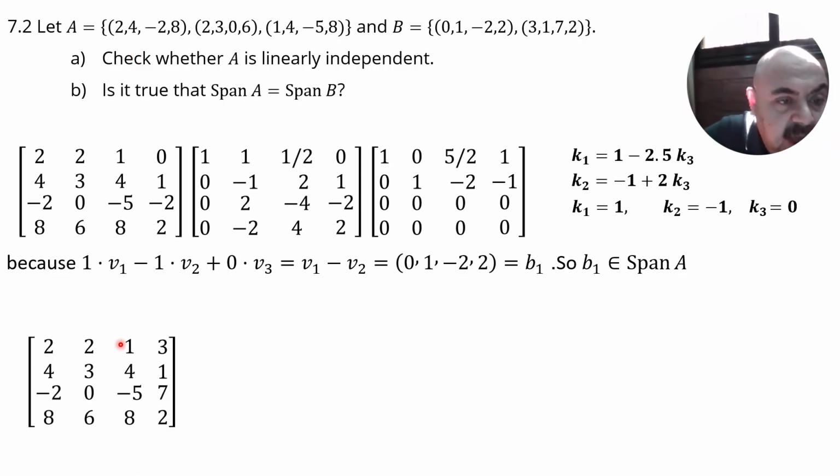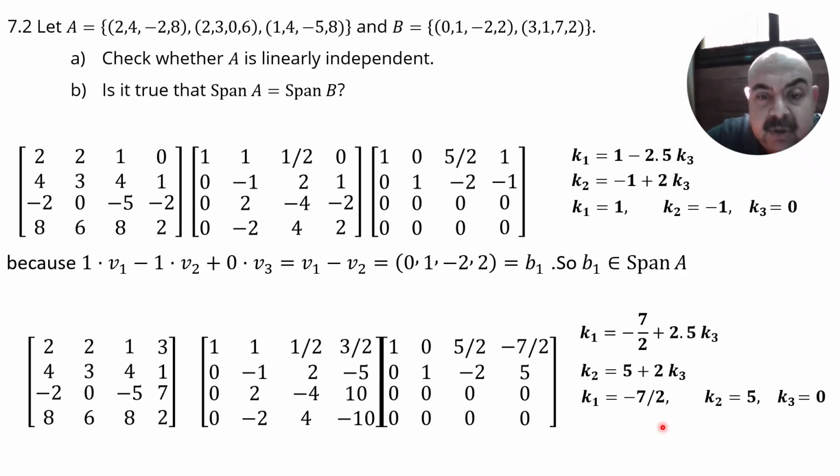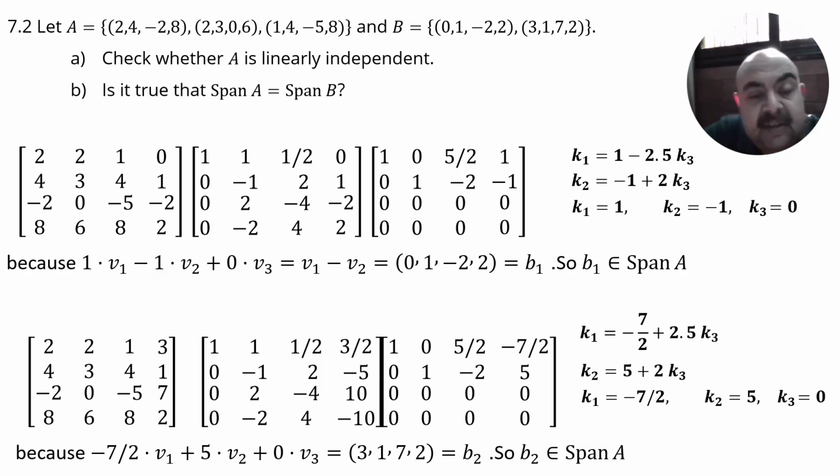In a similar manner, I will solve the coefficient matrix, but with the second column of matrix B. In exactly the same way, I will be able to get K1 as a function of K3 and K2 as a function of K3, inserting K3 equal to 0. So the linear combination will be K1 equal to negative 7 over 2 and K2 equal to 5. Bottom line, the second column is also a linear combination of the set. So it is true that the span of B is in the span of A.